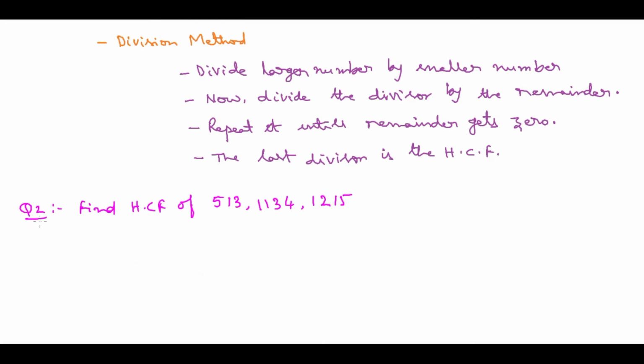So this is the example, which I have marked as Q2, question number 2. First we need to identify any two of the numbers. Let me take these two first and divide the larger number, 1134, by the smaller number, 513. How many times will it go? 2 times. So 2 3s are 6, 2 1s are 2, 2 5s are 10. Now it's 10, 4, it will be 8, and the remainder is 108.